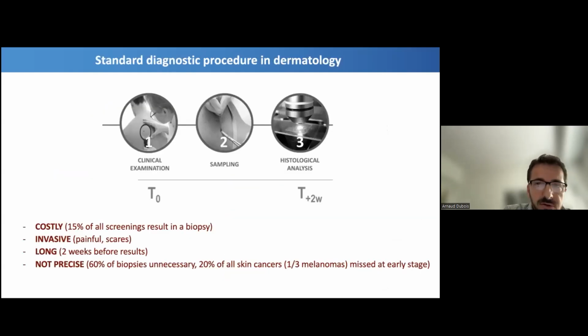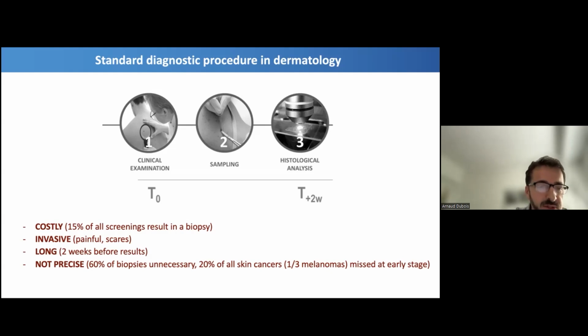So in dermatology, the standard diagnostic procedure begins with a visual examination of the surface of the lesion. If the lesion is suspicious, a biopsy is taken and the tissue is processed for histological analysis. This procedure has some disadvantages. It's expensive because so many biopsies are performed. It's invasive, resulting in pain and scarring. The procedure takes a long time before diagnosis can be made, about 2 weeks. And it's not very precise.